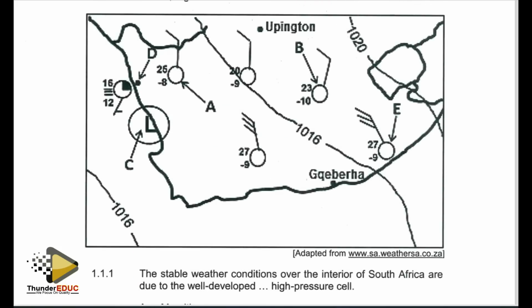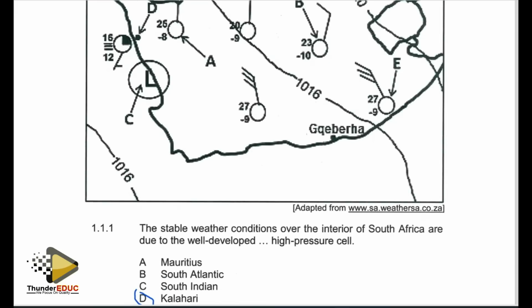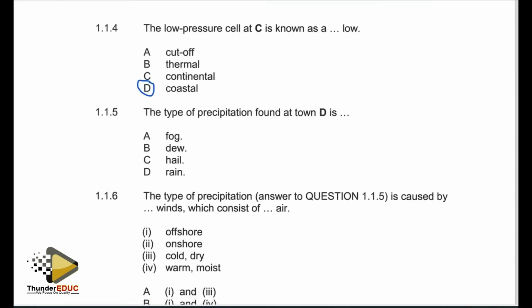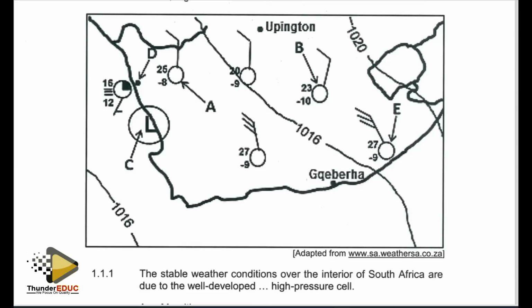Right, we move on to number 115, which says the type of precipitation found at town D is dash. Right, we go back to our map and try to identify where town D is. We check there. Our D is there, indicated by this letter, and is pointing to that symbol there. Right, what does that symbol mean? What is the type of precipitation indicated by that symbol? You can see D is pointing at a dot.